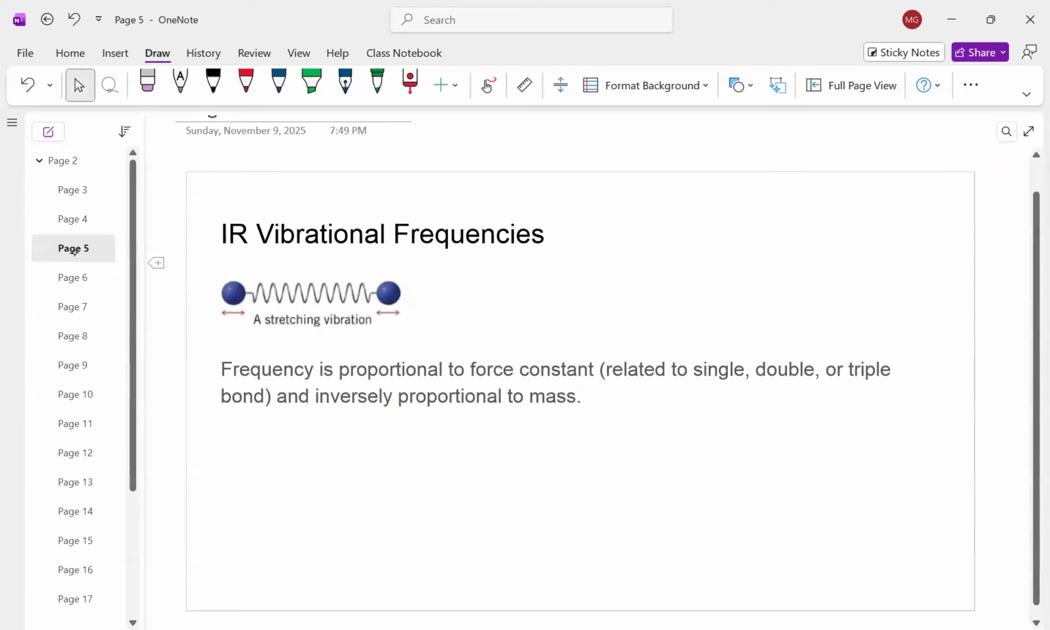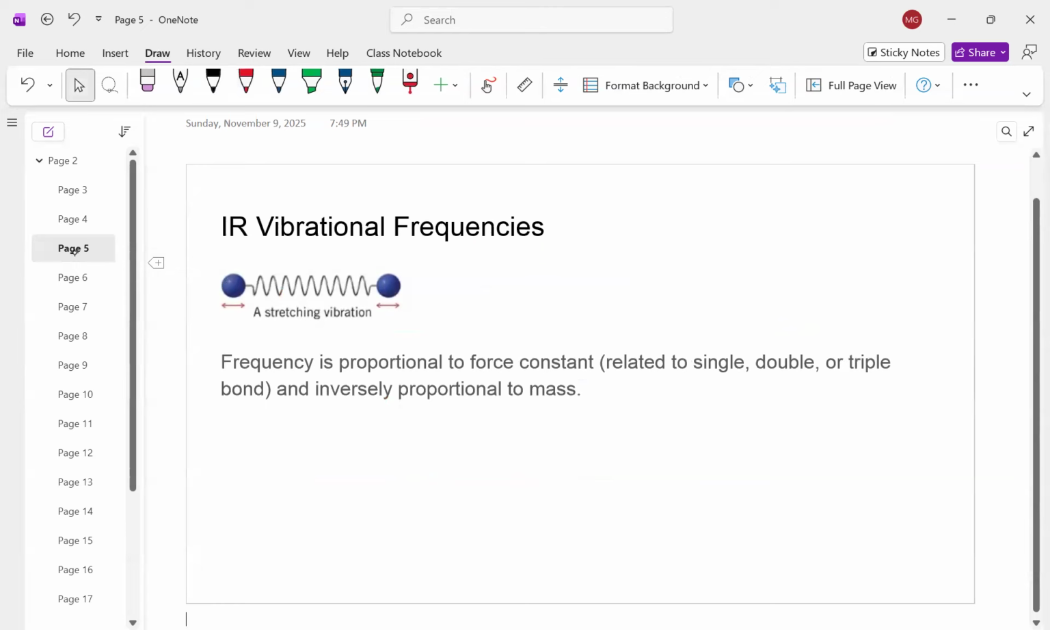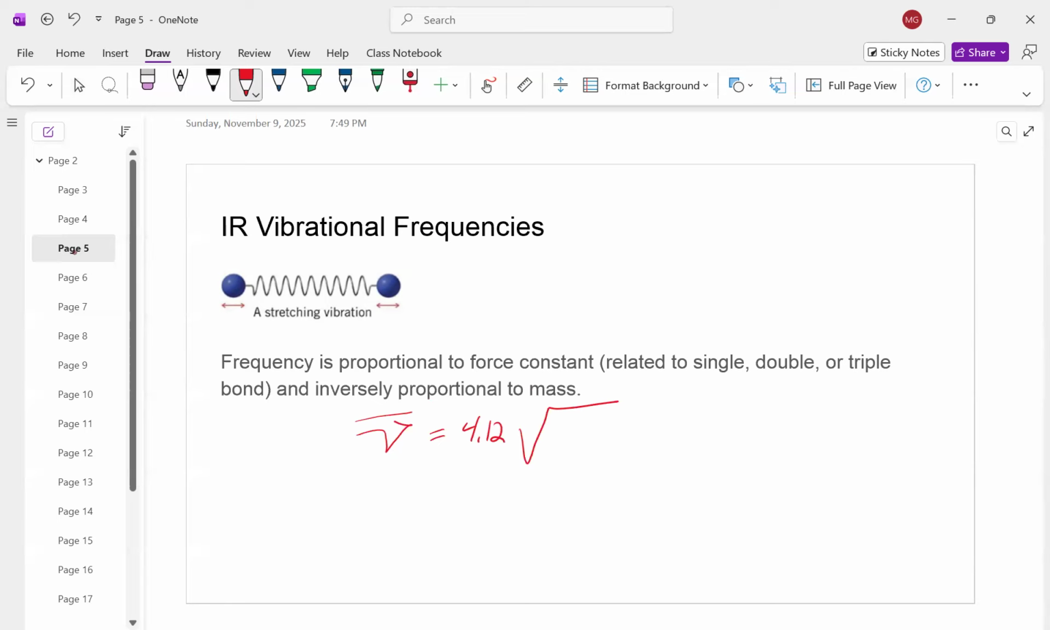Now, the way that these are calculated is, again, let's assume that a bond between two atoms is like a spring with two masses. And the frequency that we would expect these bonds to vibrate at is governed by something known as Hooke's law, which basically says the vibrational frequency is equal to some constant, 4.12. Don't worry about that constant. You don't even have to worry about this formula. I just want you to know kind of the pieces of it.